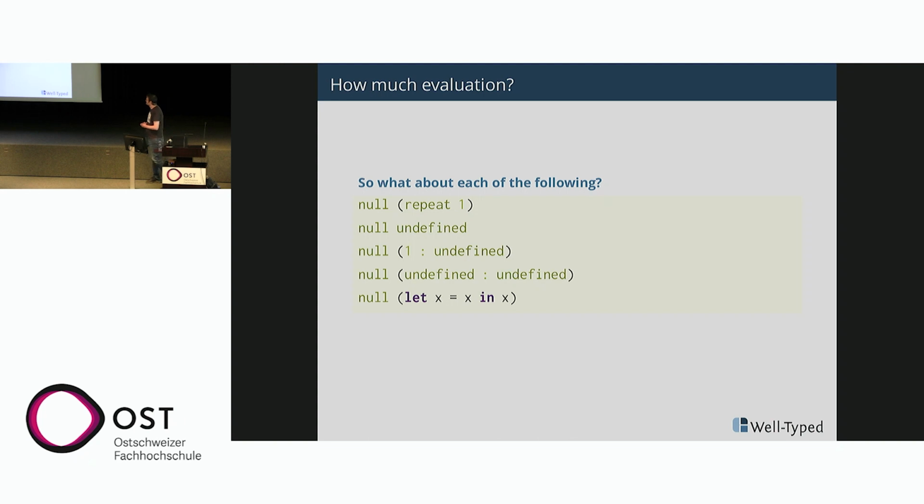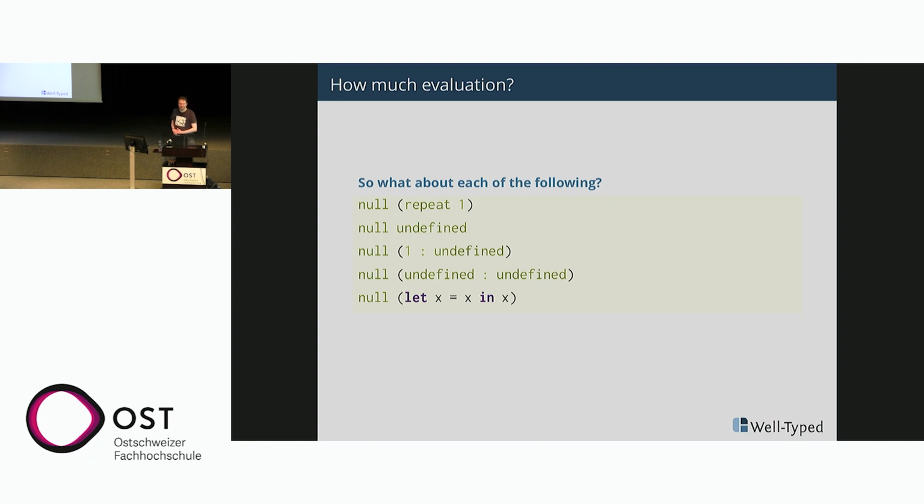So, null (repeat 1), what will it do? False. Just false, right? Because repeat 1 is a function that will eventually reduce to something like 1 cons repeat 1, and then we can reduce to false, right? Constant space, constant time, false.